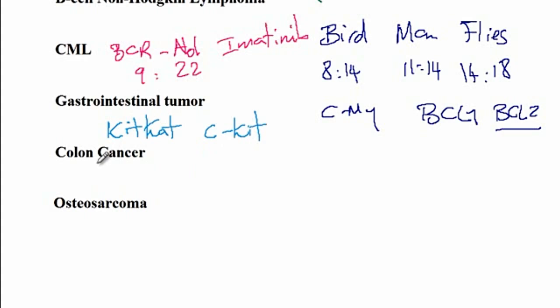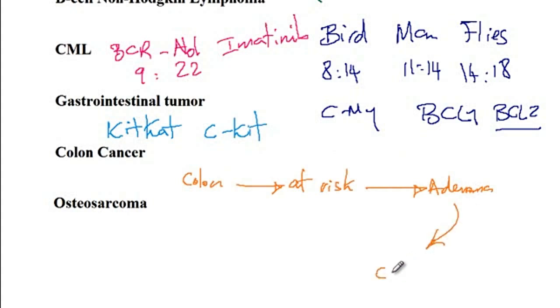How about the colon cancer? What mutations can lead to the colon cancer, can make a normal colon turn into a cancerous colon? So here we had the colon, then we had colon at risk, then we had adenoma, and then after that, we had the colon carcinoma. And the memory aid that we had for this was AK53.